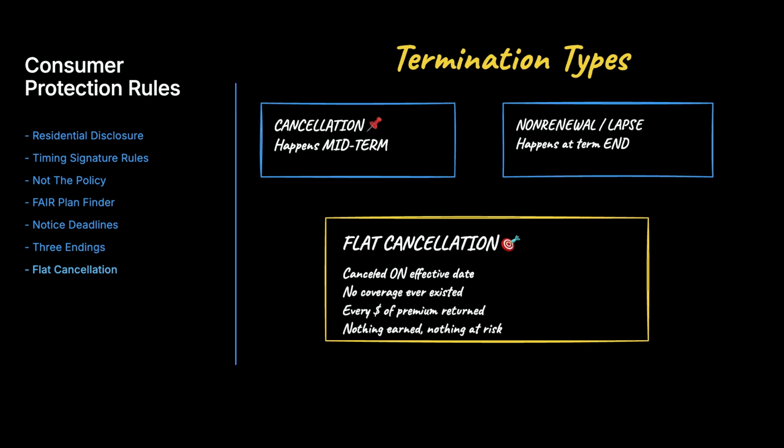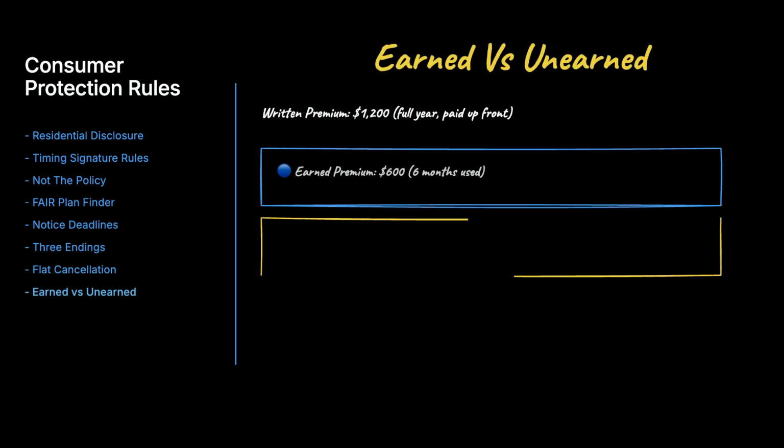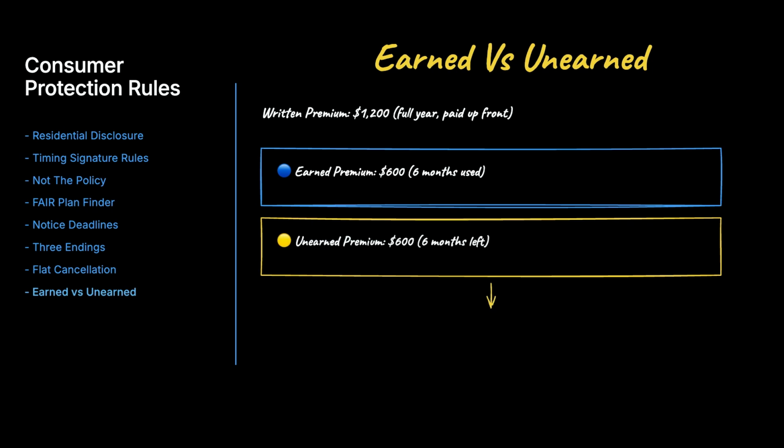There's also a clean edge case, flat cancellation, where a policy is cancelled on its effective date, so no coverage ever existed and every dollar of premium comes back. Nothing was earned because nothing was ever at risk. For refunds, you need earned versus unearned premium. Written premium is the full amount charged up front. As days of coverage tick by, the insurer earns its slice, the earned premium. The rest, for days not yet provided, is unearned premium, and if a policy ends midterm, that unearned chunk belongs back in the insured's pocket.